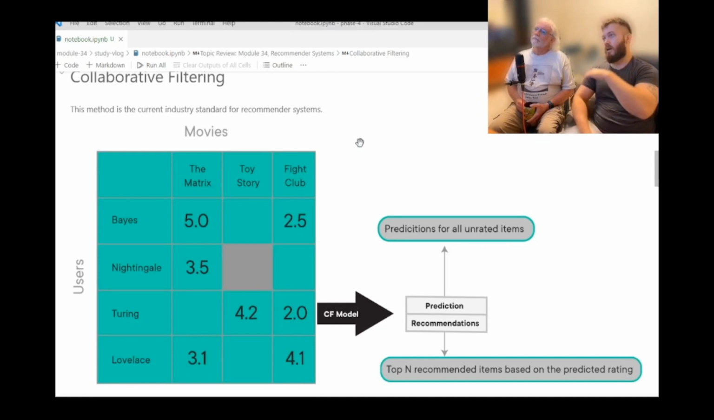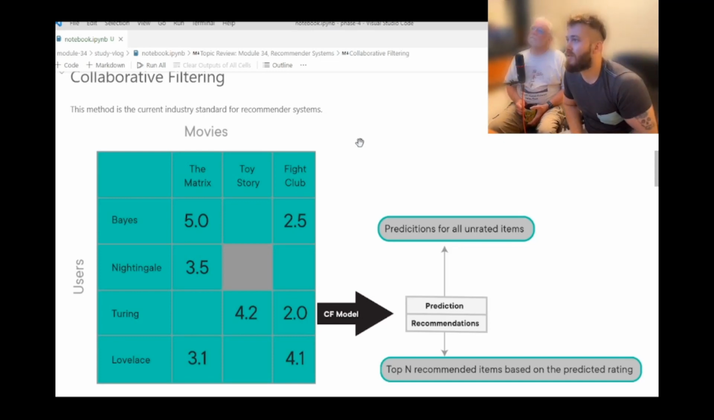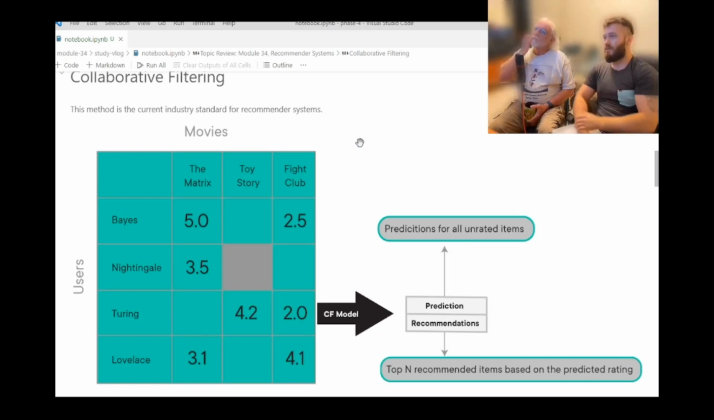So you see the columns are the items, and the rows are our users, right? Oh, that's weird. They're using famous mathematicians for the names. So Bayes and Nightingale, these are all mathematicians and computer scientists. That's funny. So you can see Nightingale has not rated Toy Story, right? All these users have different ratings for these different movies. That's what the 5, 3.5, 4.2 is. In other words, they rated the movie, didn't just watch it, but gave some kind of rating.